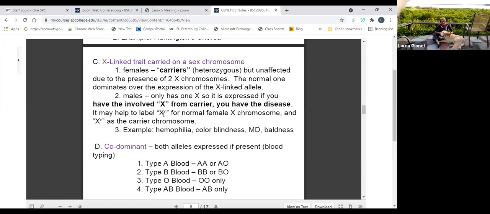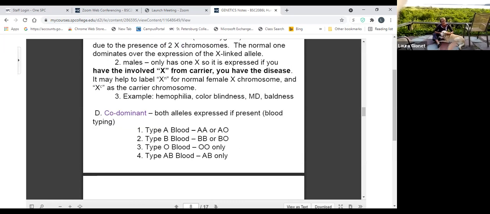It may help to label the X's, maybe an X with an N on the top to designate it's a normal chromosome, and then the other X maybe has a C for color blindness, H for hemophilia, B for baldness. You can make up whatever you want as long as you keep doing the same pattern in the way you interpret the information over and over again.